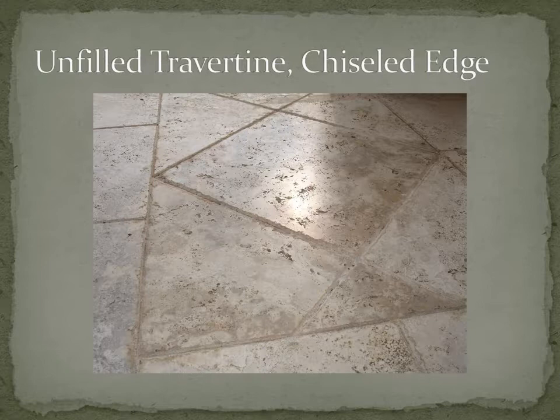This is, again, an unfilled travertine, where they were careful not to fill the voids when they did the grout work. It's got a chiseled edge and a high honed finish. And it's set on a diagonal pattern, balanced, where you can see a full corner on both sides of the tile, and with the soldier course around the border, a perimeter border.